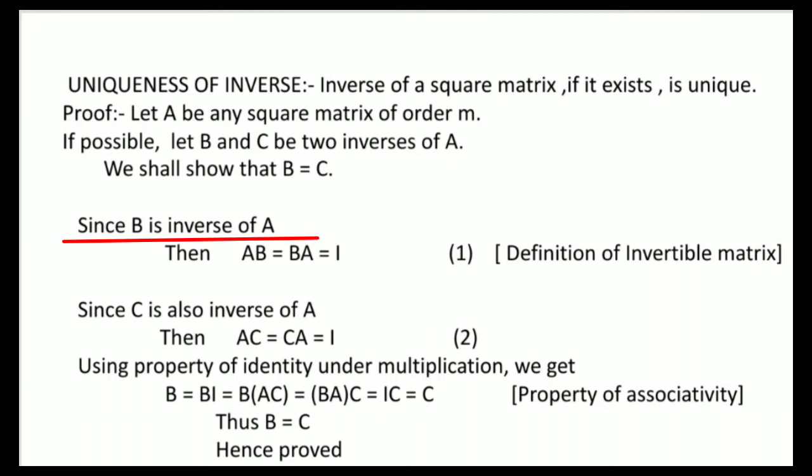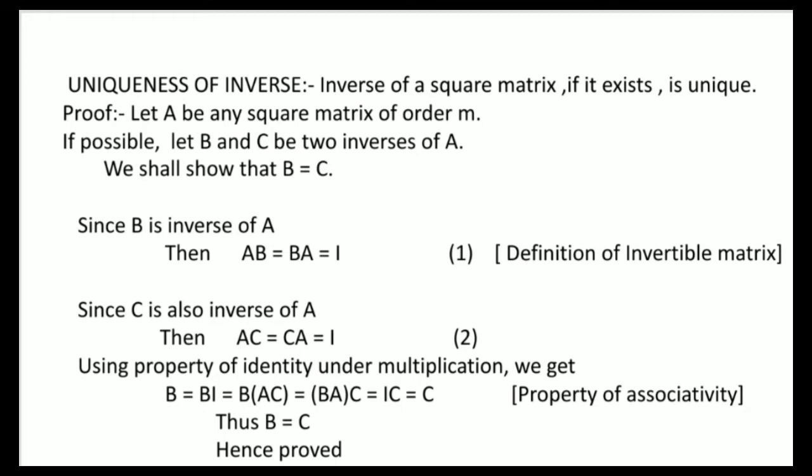Since B is inverse of A, then it should satisfy the condition which we study in definition of invertible matrix. Then according to that condition, AB equal to BA equal to I. Since C is also inverse of A, then it should also satisfy the condition we study in definition of invertible matrix. Then AC equal to CA equal to I. Since B is inverse of A, so B should also be a square matrix. Hence we can apply all the properties of square matrix on this matrix B.